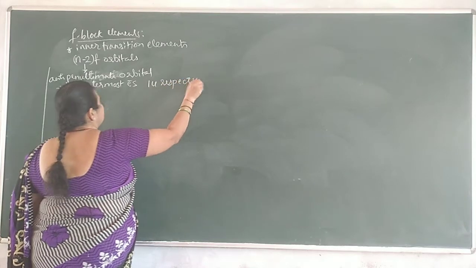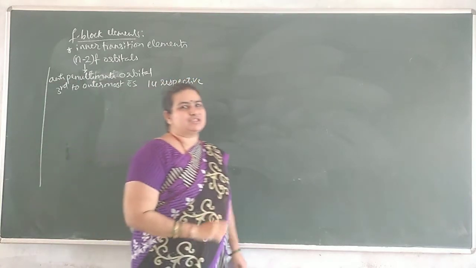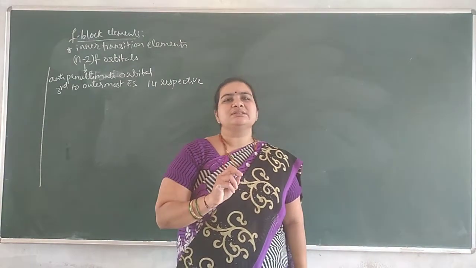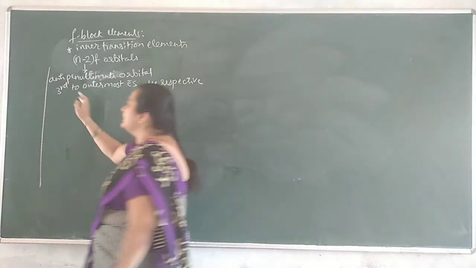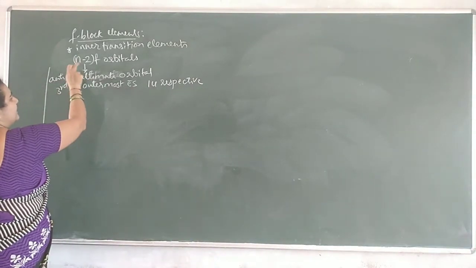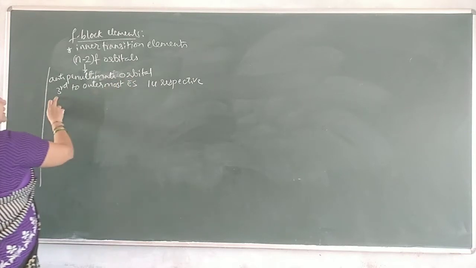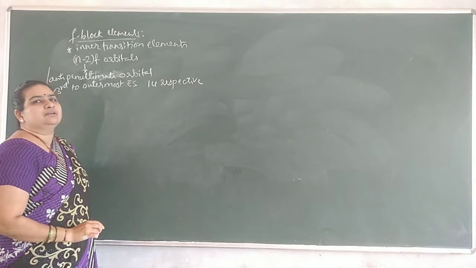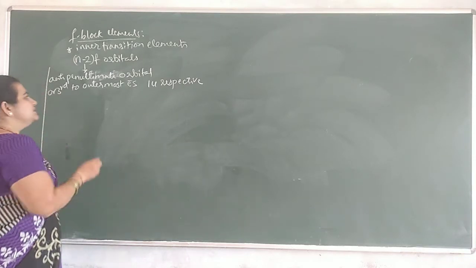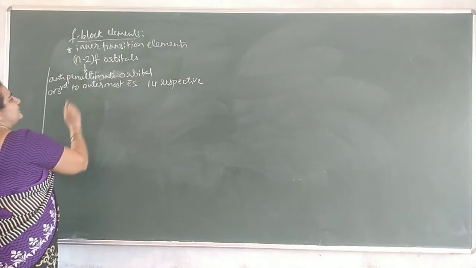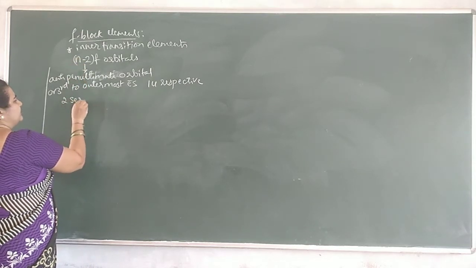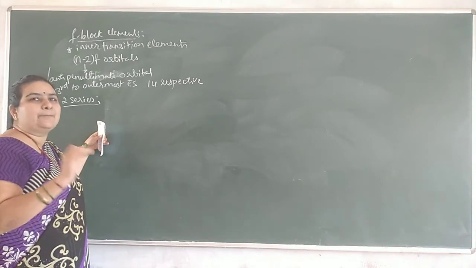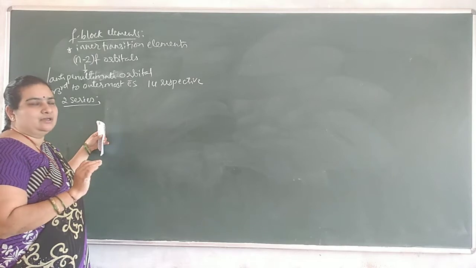So F block elements have a definition: in the elemental or ionic state, F electrons are partially filled in the anti-penultimate or n-2 F orbitals, or third to outermost electrons are filled successively. In the F block elements, two series take place, and these two series are taken out to form a separate part in the periodic table.